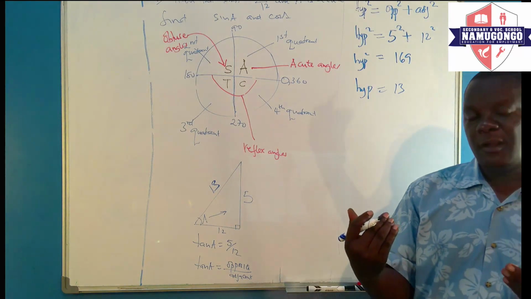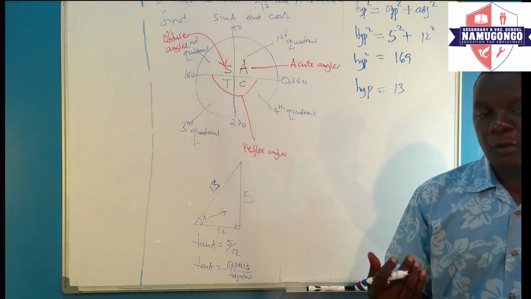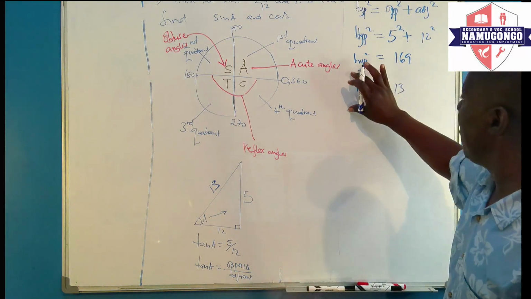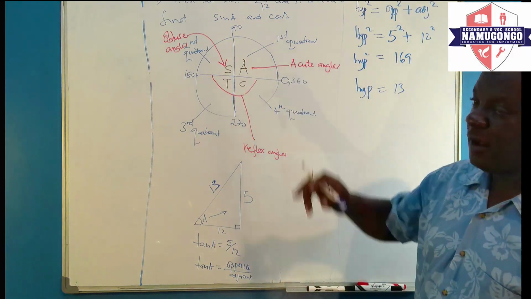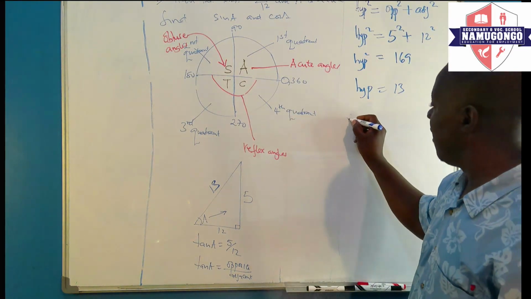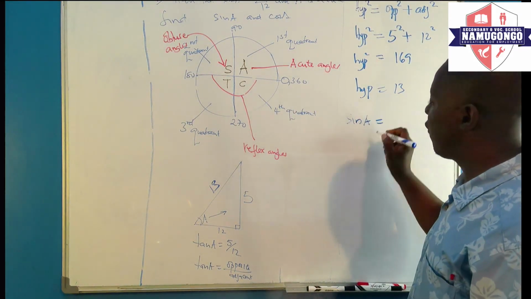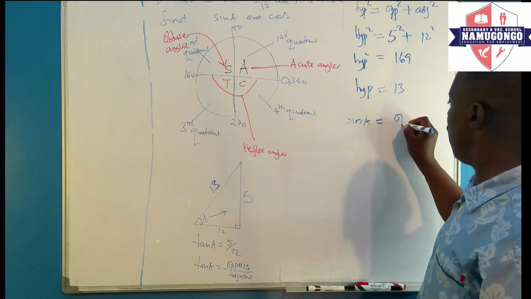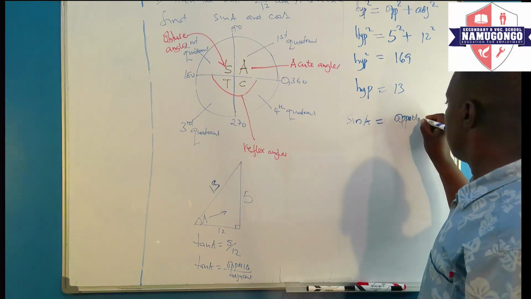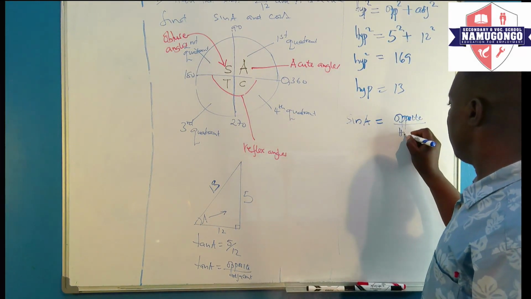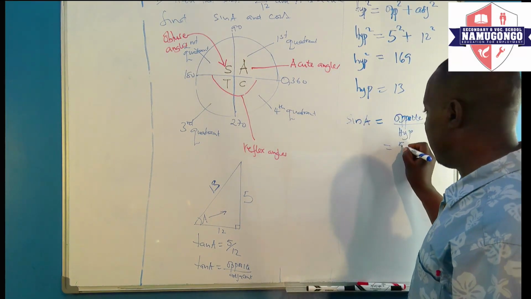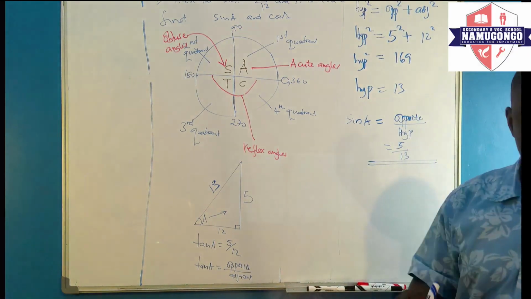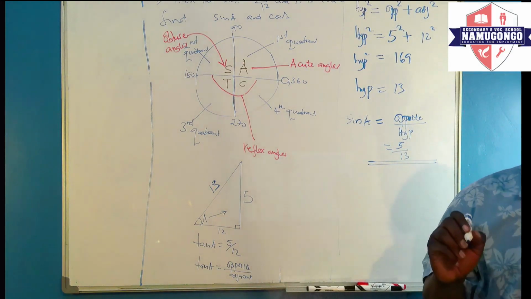Acute angles are angles in the first quadrant whose ratios are all positive. So we go. Once we have the hypotenuse, we can now answer his question. Let us get sine A. We are going to use SOH. Sine A is opposite divided by the hypotenuse, which is 5 out of 13. And that is the answer. We've been able to work out sine A.